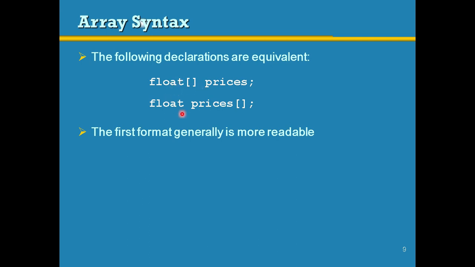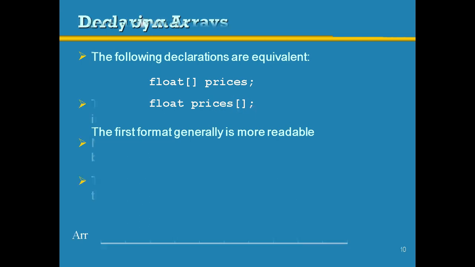Don't say this declaration is invalid, because both ways you can declare the array. So once again, the first method is float, that means the type of the array, then square brackets, then the name of the array. Here, first the type of the array, then the name of the array, then square brackets. Both are valid.